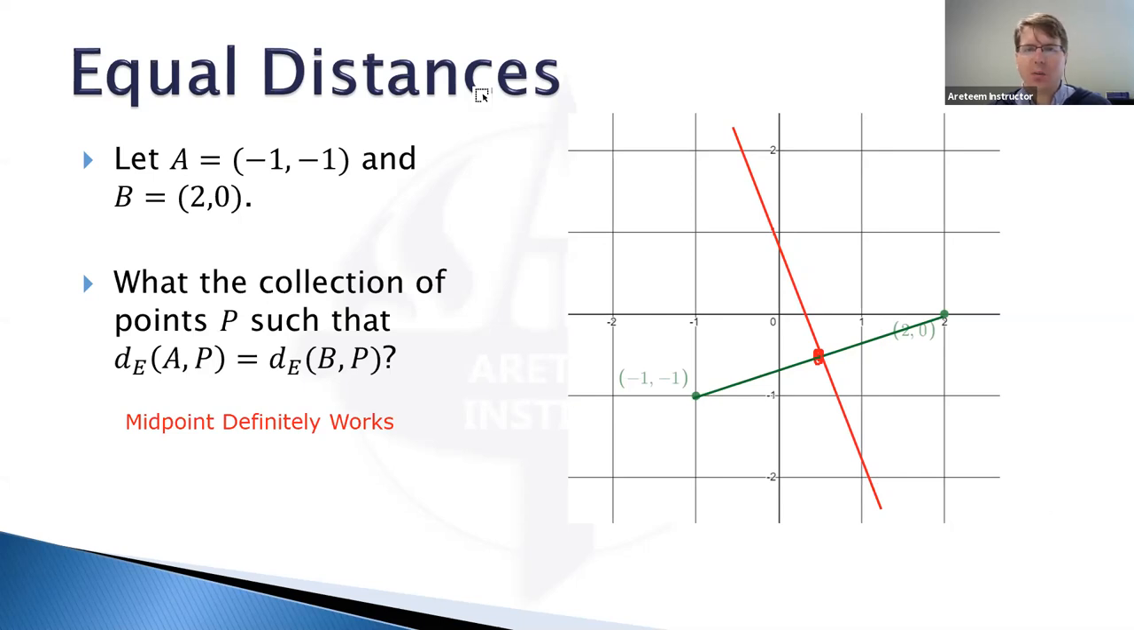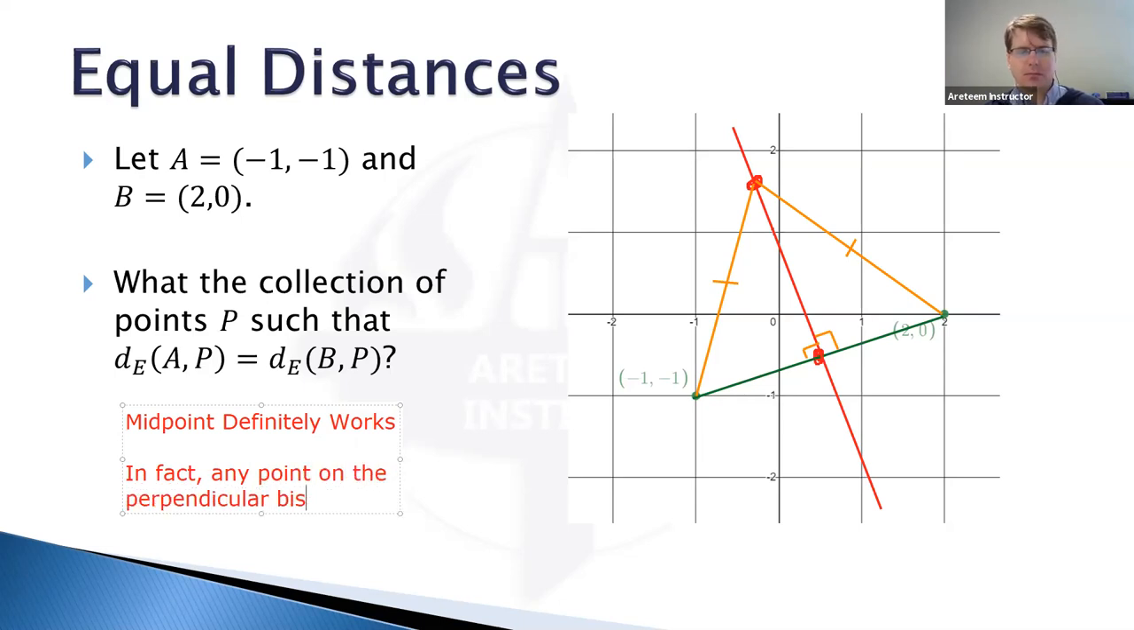So does everybody see why these work? For example, if we have a point up here, I'll erase this in a second, but you look at this triangle, and this triangle, and if you're on the perpendicular bisector, these two triangles are congruent to each other. And so this distance here is equal to this distance there. Another way of putting this is all of the points that will give you an isosceles triangle where these two edges are equal to each other. So in fact, any point on the perpendicular bisector will work here. So this is our collection of points that is an equal distance from A to B. So this is our perpendicular bisector.